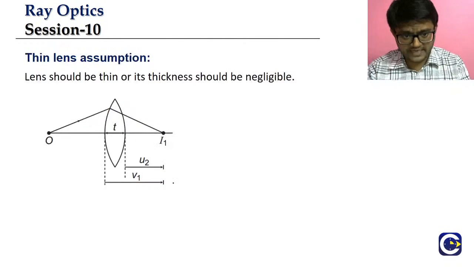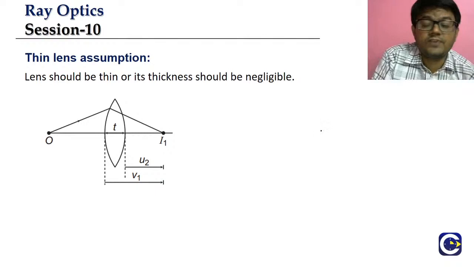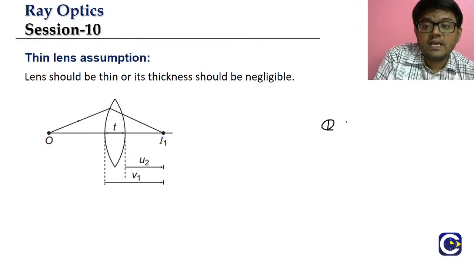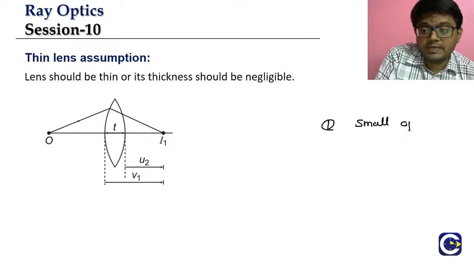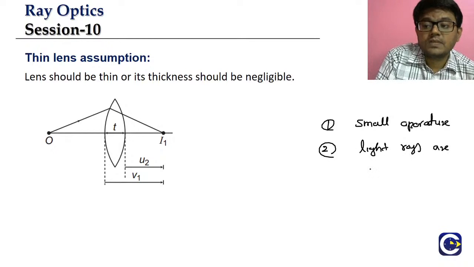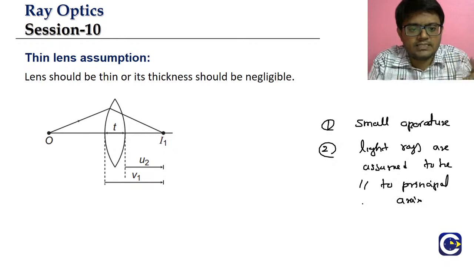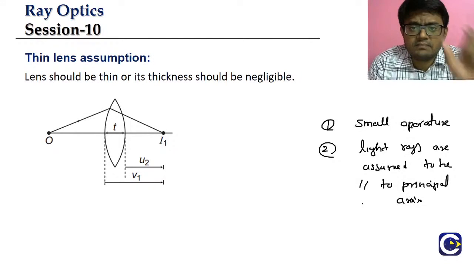Now, when we talk about the mirrors, right, we made some assumptions. Can you just recall what are the assumptions we have made in case of the mirrors? We said a mirror will have a small aperture, then the light rays are assumed to be parallel to the principal axis, almost. Means the light rays coming will be very close to the principal axis. Okay, so these are some of the assumptions that we have made in the case of the mirror.